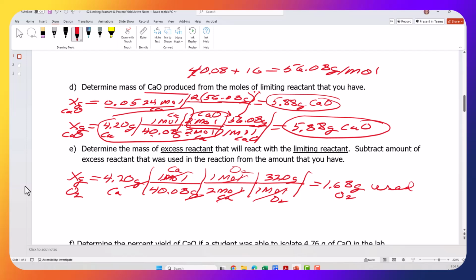Okay, now I want to know how much is left over. Well, we started out with 2.80 grams of O2. We're going to subtract the 1.68, so 2.8 minus the 1.68, and that gives us 1.12 grams remaining. So I have 1.12 grams of O2 remaining. Okay, that's how much is left over.